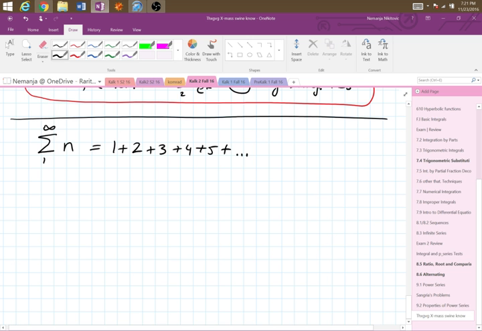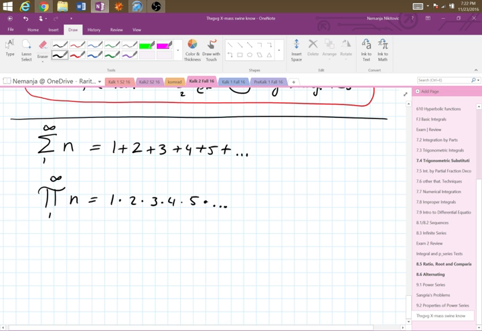There is an equivalent statement to this one, which uses a capital pi, 1 to infinity of n, which would be 1 times 2 times 3 times 4 times 5. So imagine your series now with pi's in there. They have multiplication. They have completely different rules, obviously.